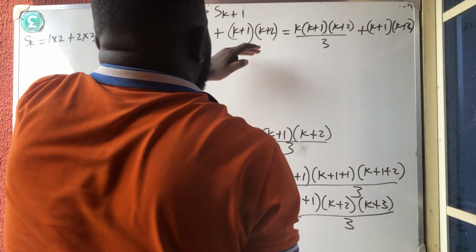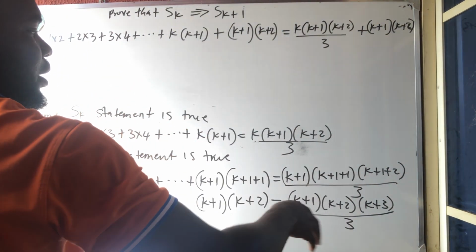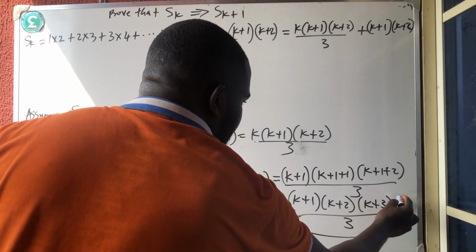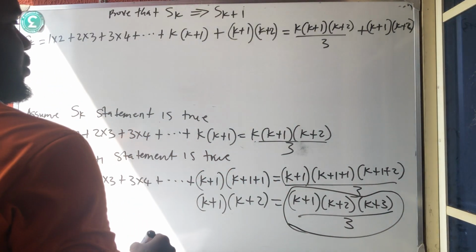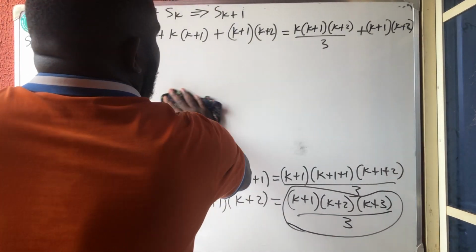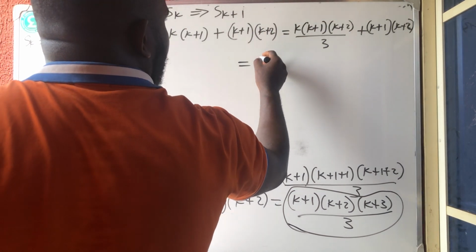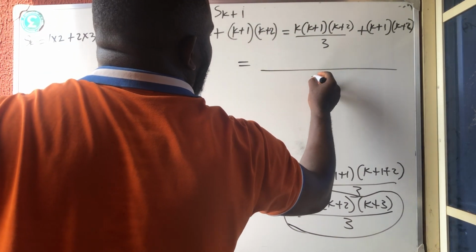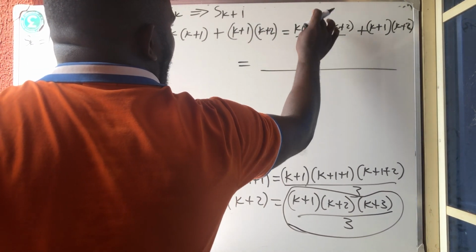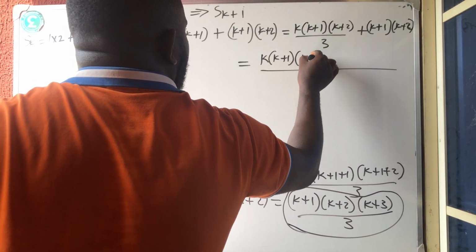So we'll now start solving this right hand side to know if we will get the right hand side of K plus 1. That's all. You are done. So let's continue. This is equal to, I'm solving here. The LCM they have is 3. So 3 divided by this 1, 1 times this is K bracket K plus 1 bracket K plus 2.